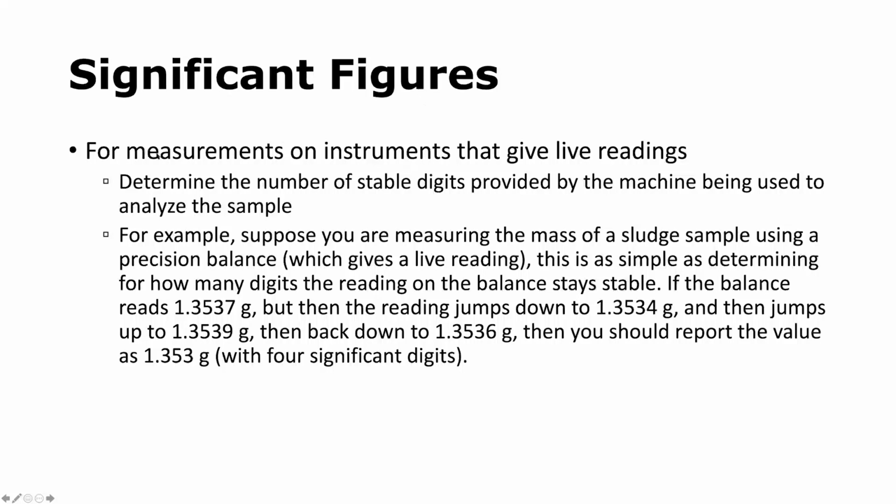For those instruments that give live readings, what we want to do is look for the number of stable digits provided. Let's suppose that we're measuring the mass of a sludge sample using a precision balance. This gives a live reading, and we just look at the digits and see how many remain stable. So if the balance starts out at 1.3537 grams, but then the reading jumps down to 1.3534, jumps back up to 1.3539, and then back down to 1.3536, the number of stable digits is 3 after the decimal point. So we should report that value as 1.353.